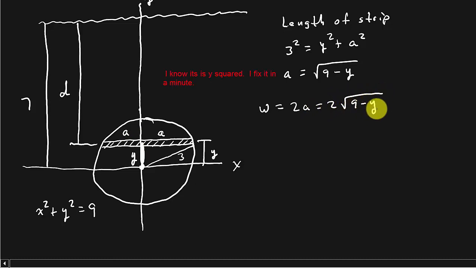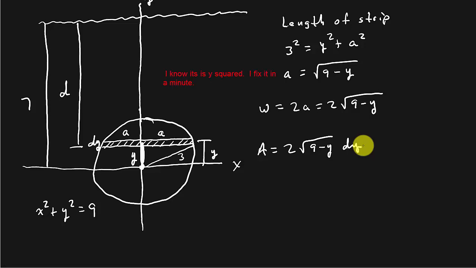That's the width. So now let's get the area. The area is the width of the rectangle, which is 2 times the square root of 9 minus y squared. Oh, and look at this, we didn't label this. The thickness here is dy, so that's times dy. All right, so now we have the area.